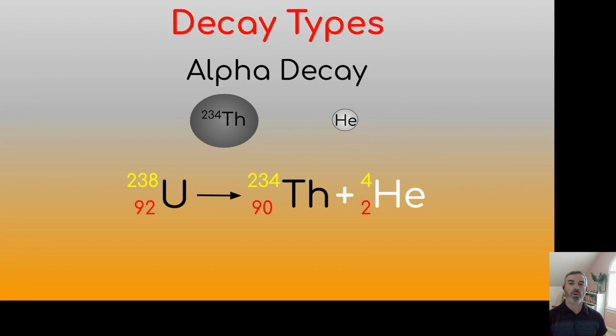Now, helium and thorium are going to end up moving away from each other. Helium is going to be moving much faster because its mass is about 58 times smaller than thorium, so conservation of momentum would be applied to be able to calculate the alpha particle's speed.